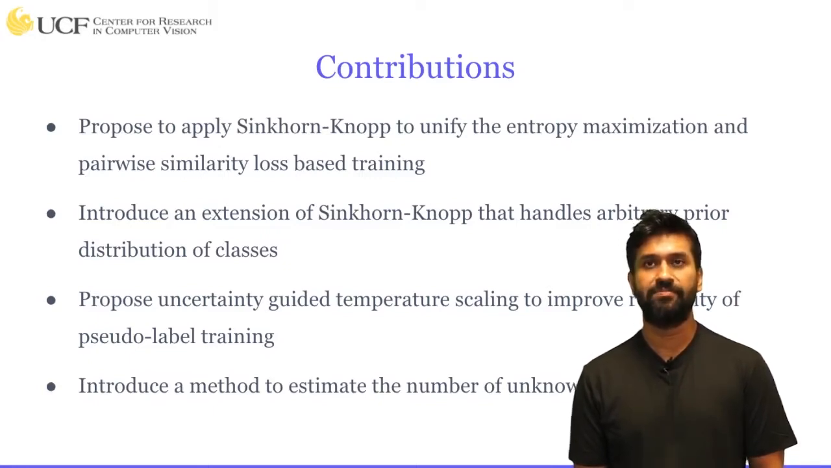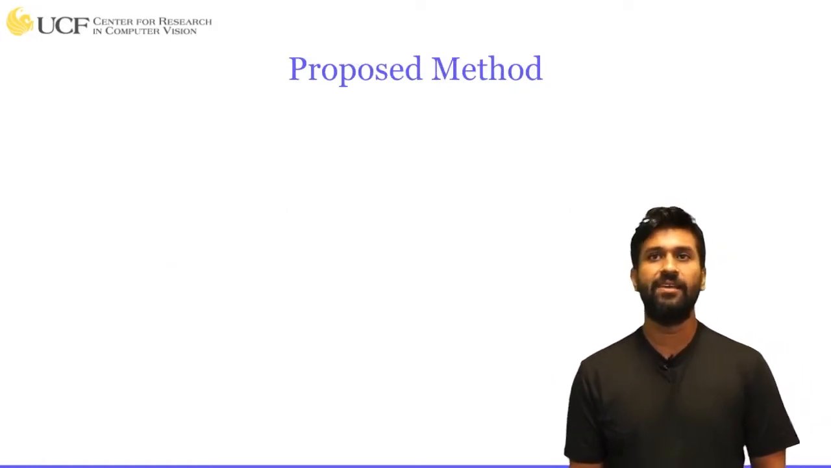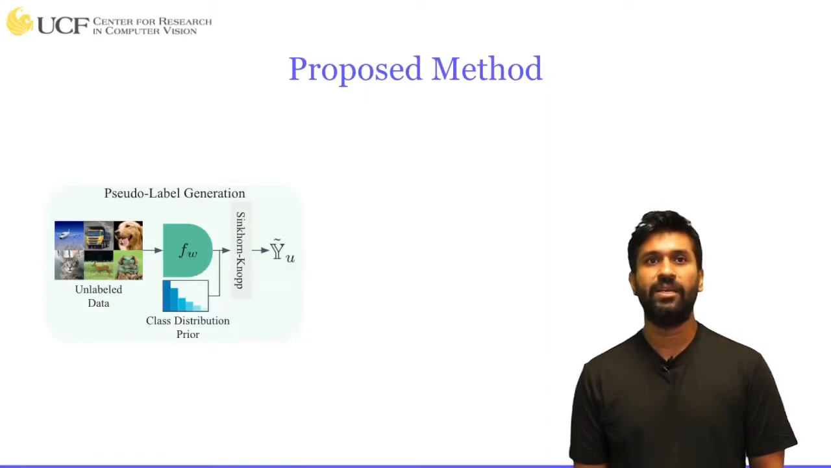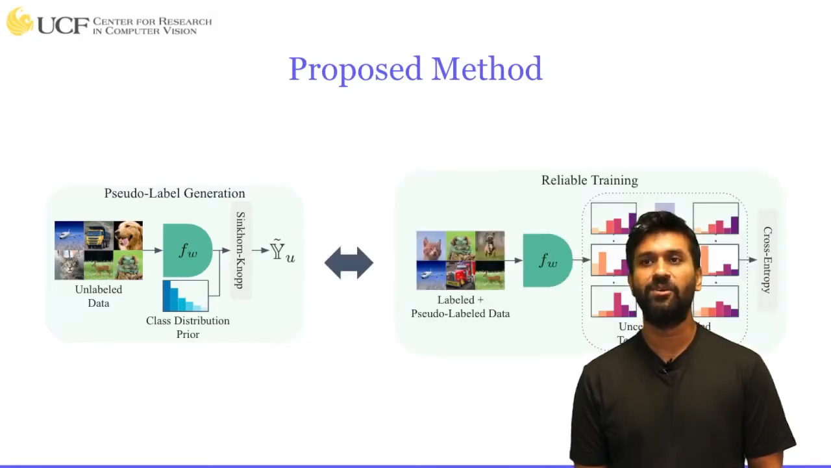So from a high level, our method has basically two parts. One is pseudo-label generation, where given unlabeled data, we pass it through the network, and using the class distribution prior and the Sinkhorn-Knopp algorithm, we generate pseudo-labels. And once we have the pseudo-labels, we perform reliable training with the labeled and pseudo-labeled data, and in the reliable training phase, we employ uncertainty guided temperature scaling and train the model using a single cross entropy loss.